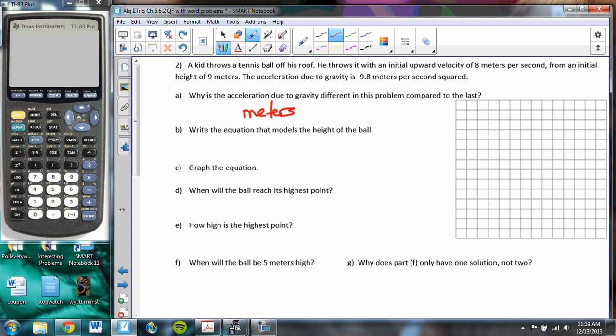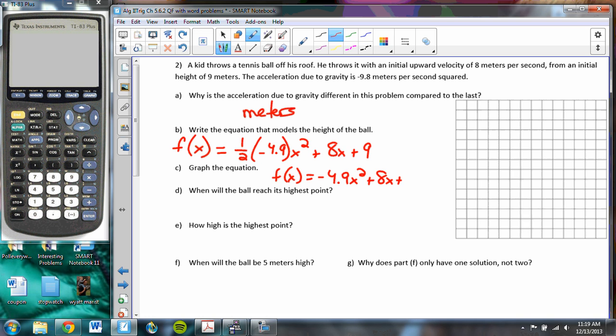Okay. Take a second and try to write the equation on your own. I'm going to flip to the back side and see what the form is. But take a second and try to write the equation on your own. You don't have to do f of x or f of t, but I'm going to. Hopefully you get something like this.